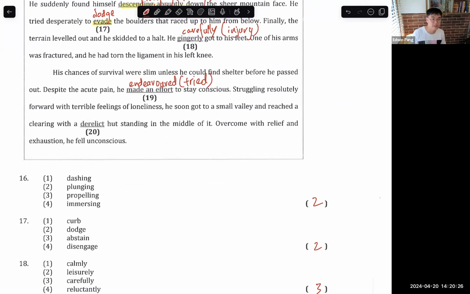So to make an effort, to try, to endeavor simply means to not give in, to not give up, to continue doing something, to try without failing, or to try without giving into failure.